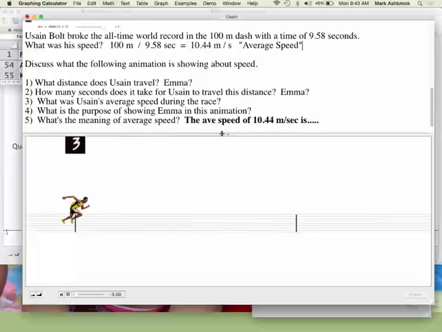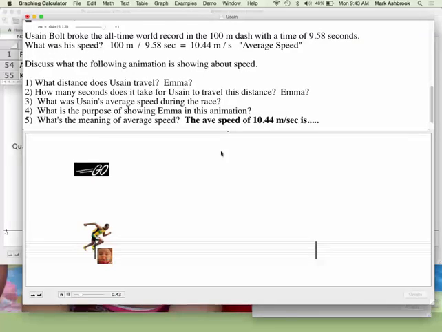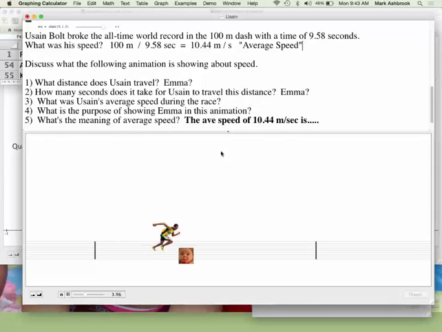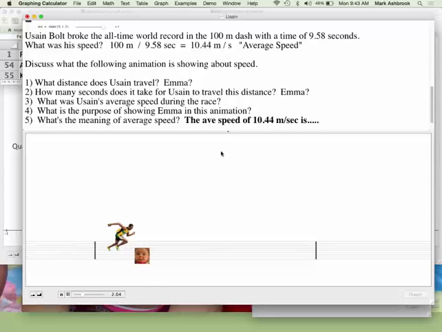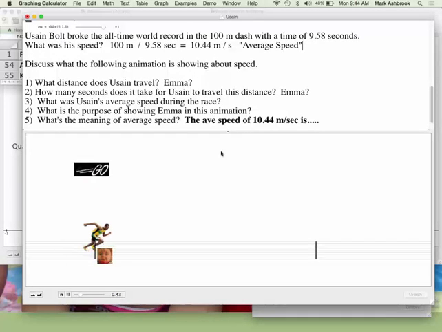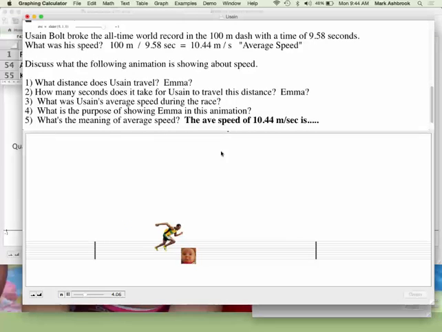So I've got some questions for you. I want you to get a partner and talk through these questions. And what's the goal? The goal is to make sense of this number, 10.44 meters per second. So, what did we say? We calculated his speed, we got this number, but then we said he didn't really run this speed. He ran slower at the beginning and faster at the end. So what does this number mean for Usain Bolt? 10.44 meters per second. That's where Emma comes in. She's trying to help us understand what 10.44 meters per second means for Usain. Okay, go.